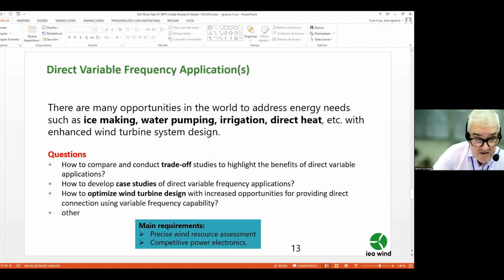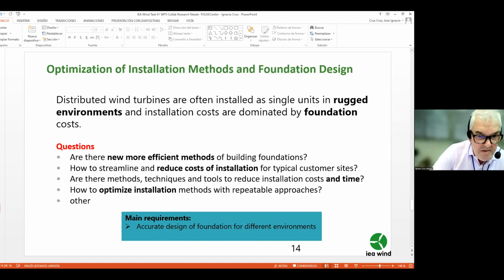Variable frequency applications, as already mentioned: wind turbines just for specific productions, like ice making, water pumping, irrigation, direct heat, even hydrogen is a good solution. The system in the end can be simplified, which can affect the cost of the energy produced and the final cost of the system. But precise wind resource assessment is also important, and competitive power electronics, because it is very dependent on the technology of power electronics and power conditioning. Finally, we address the installation methods and foundation design.